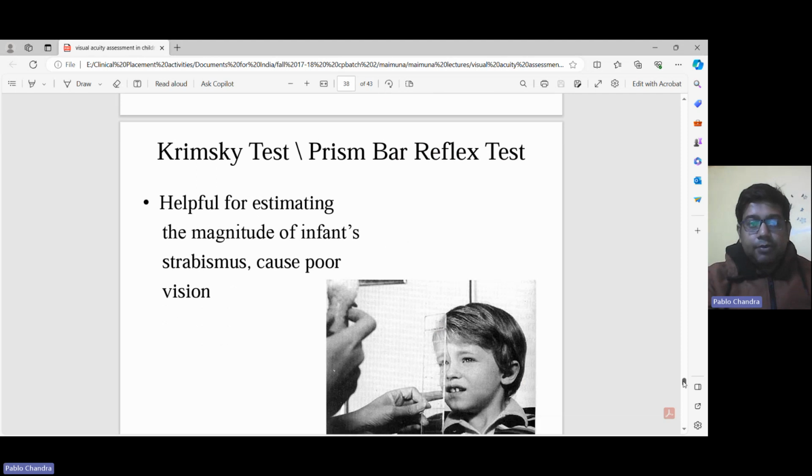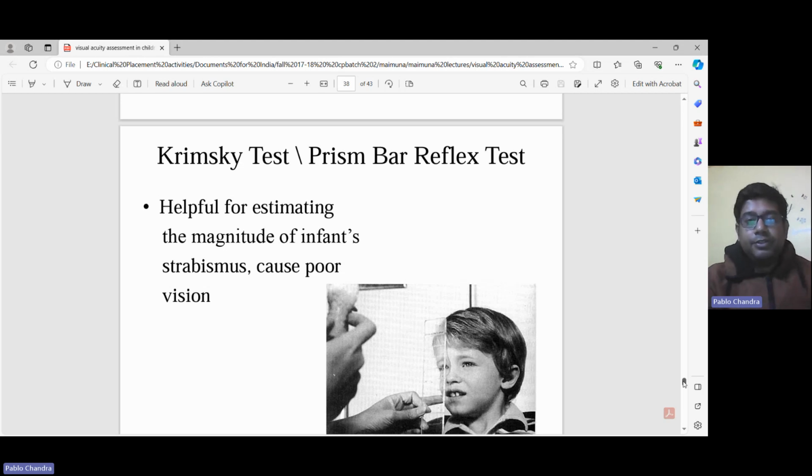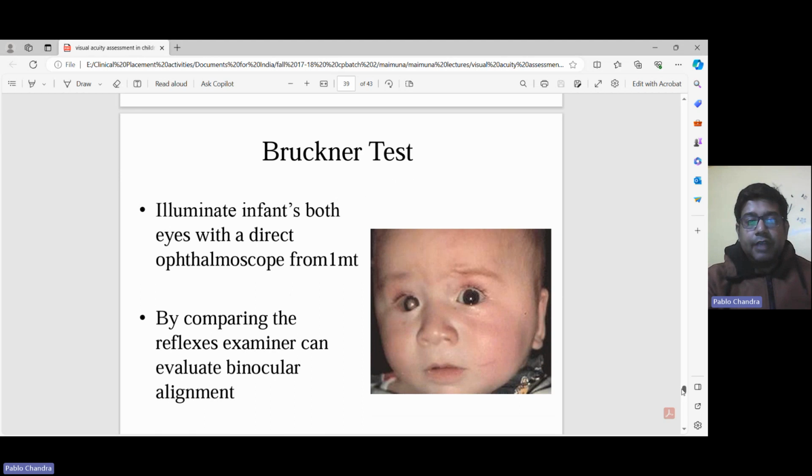Krimsky's test, again we have to put a prism in front of the eye, helpful for estimating the magnitude of infant strabismus, a cause of poor vision. So Bachner test, again we have to illuminate the infant's eyes, both eyes, with a direct ophthalmoscope in front of the eyes. By comparing the reflex, the examiner can evaluate binocular alignment.